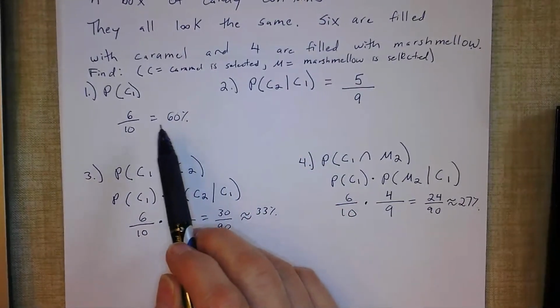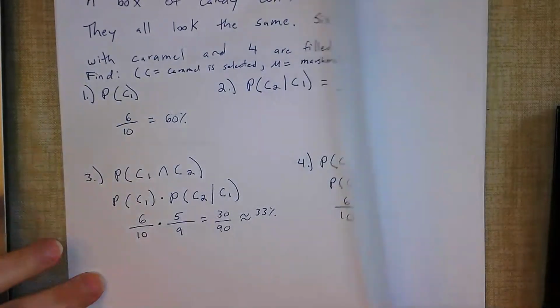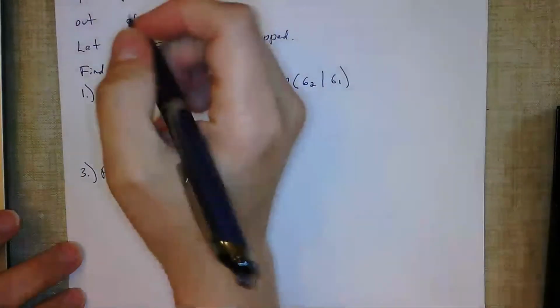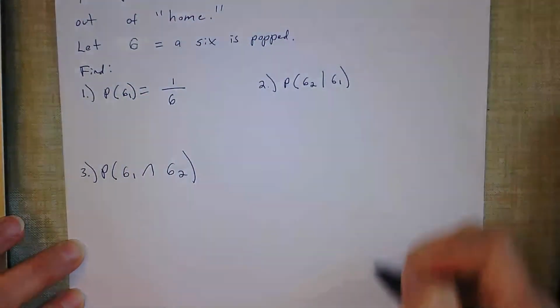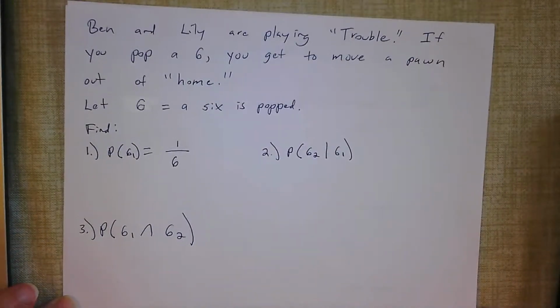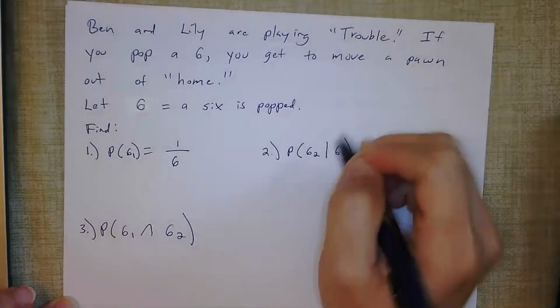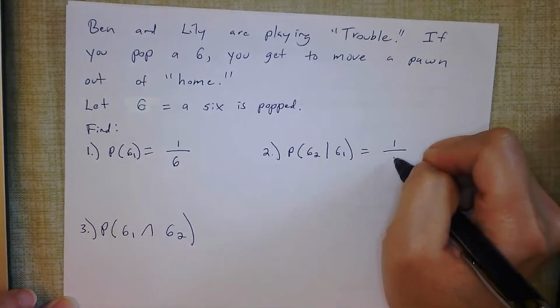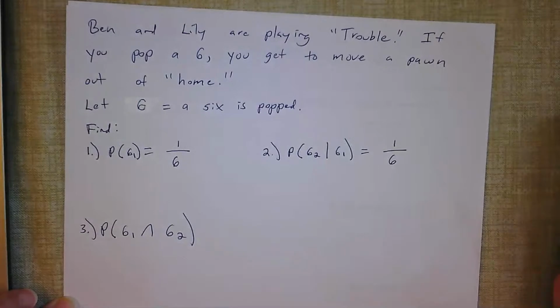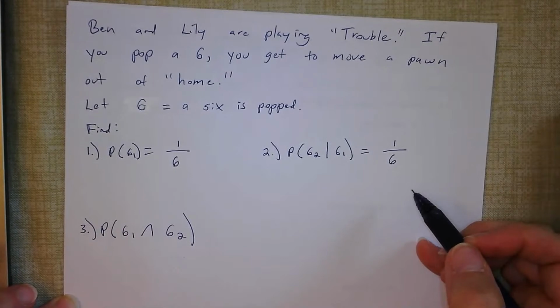But here's the deal. With the candy, once I took the caramel, I was missing one on the second. If I go and pop a 6, because that's what gets you out of home, popping a 6 is 1 out of 6 on a regular die, 1 to 6. But now if I want to pop a second 6 in a row, given that I already popped a 6, it doesn't change. I don't need to worry about taking things out here. This is what we would call with replacement, even though it's an awkward thing to say because you don't take the dice off and then put it back in, right?